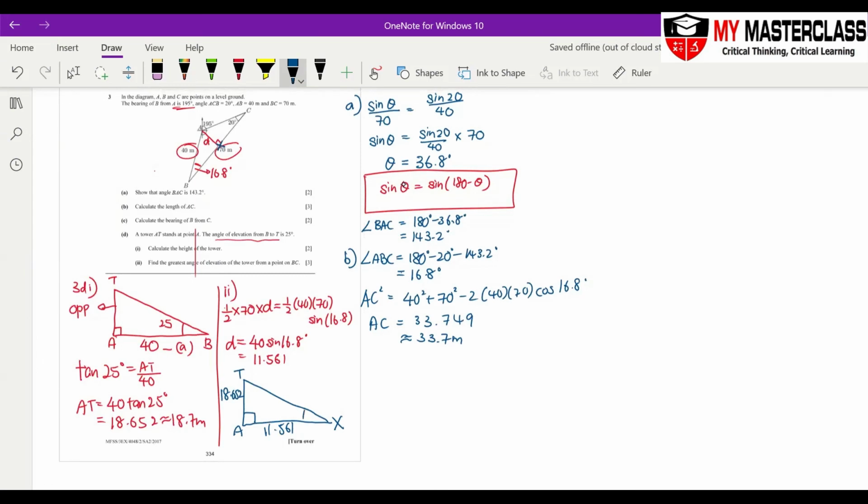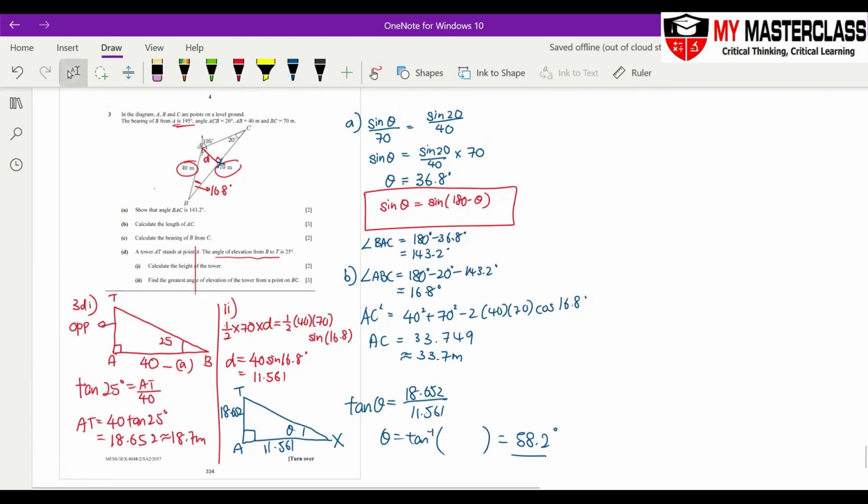And then you use tangent to find the angle. Tangent theta equals 18.652 over 11.561. Theta equals tangent inverse of the answer, and then you will get it. Tell me how much this is. 58.2. And all these questions are the common questions that will come out.